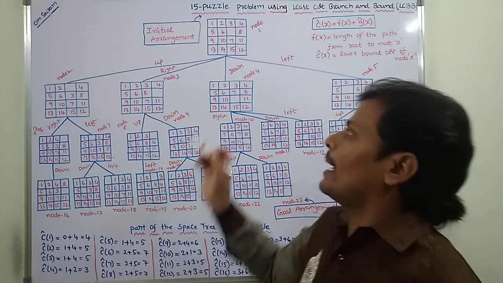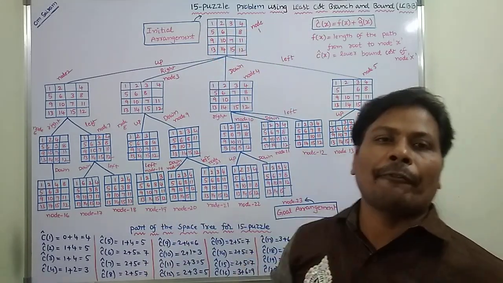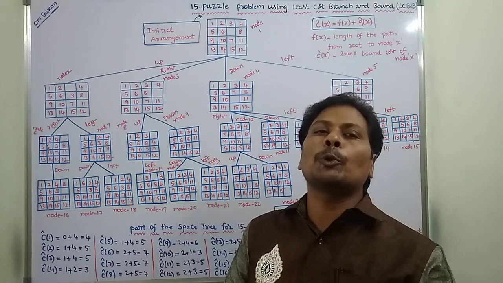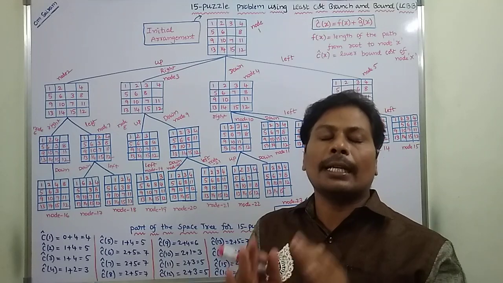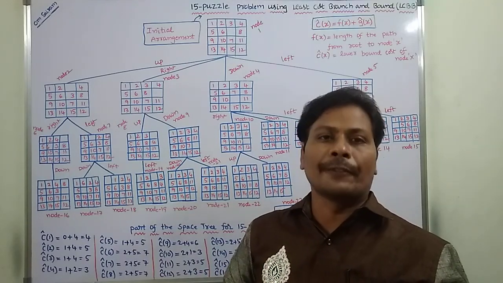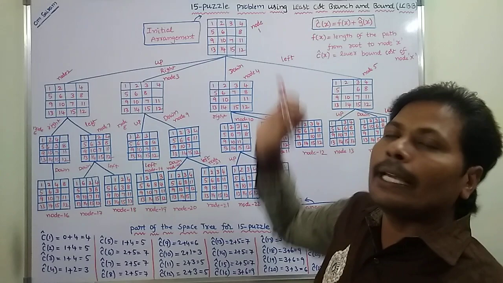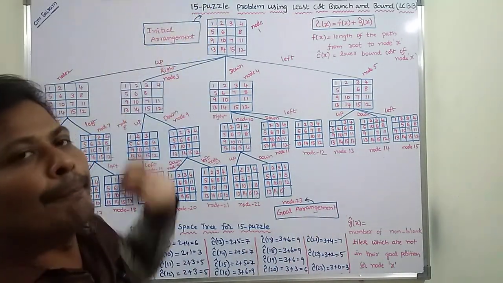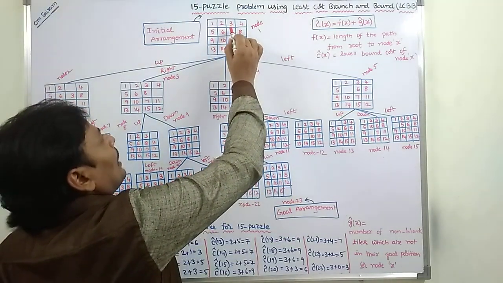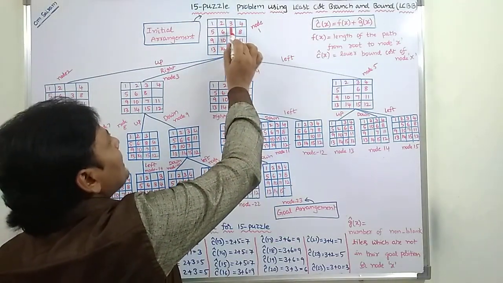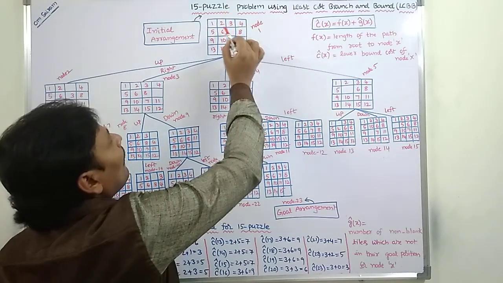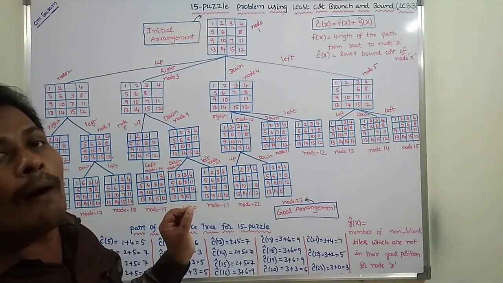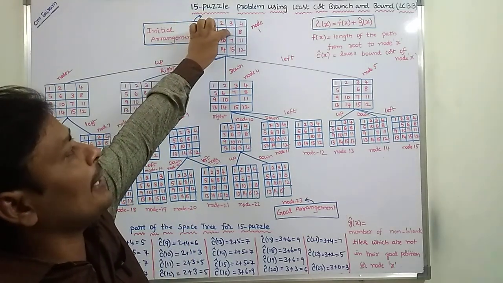Okay, so this is a 16 capacity square frame. On that 16 capacity square frame, we have to place 15 tiles numbered from 1 to 15, but one tile is empty. Okay, this empty tile can be moved either in left direction or right direction or up direction or down direction. So there are 4 directions in which the empty tile can be moved.